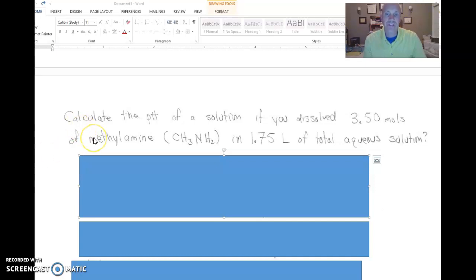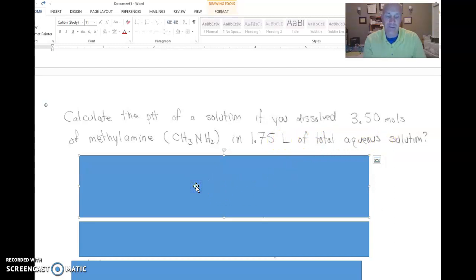So I wanted to do a couple of examples of where you're trying to determine the pH of a solution where it contains a weak base. Unfortunately, I don't have guided notes for this, so you're just going to have to do these by hand. In this problem, calculate the pH of a solution if you dissolved 3.5 moles of methylamine, which has this formula right here, in 1.75 liters of total aqueous solution.